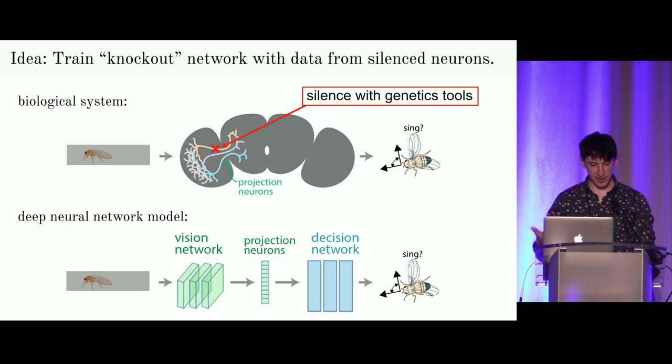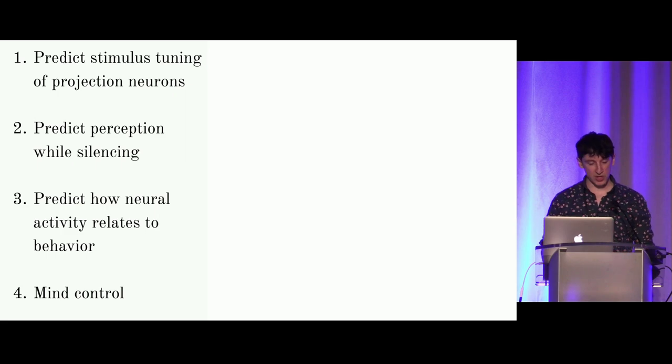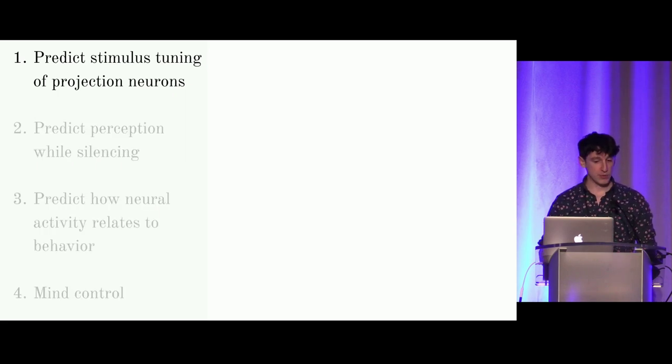And we're going to do this, like I suggested, where we're going to take our data where we silence these classes of visual neurons, and then when we're training the model, we're going to set that element of the vector to zero. What this should mean is that that element of the vector should only contain information and representations that are unique to that class of neurons. So once we train this model, we can start making predictions with it. One prediction that we can make with it is we can start trying to predict seamless tuning of the projection neurons.